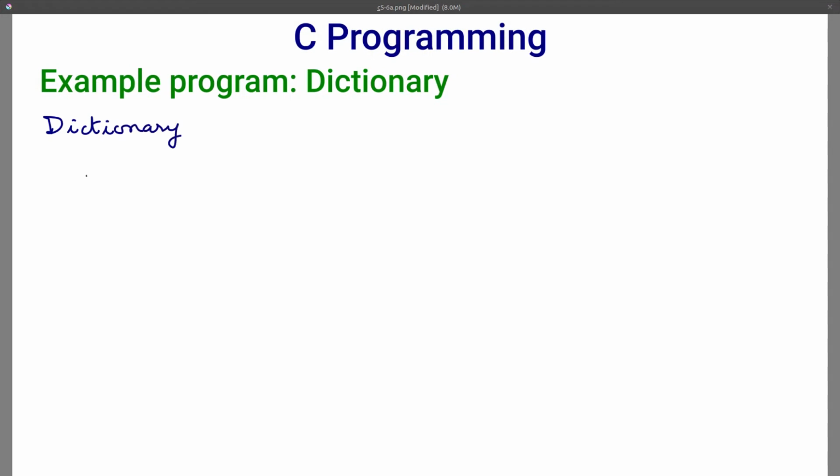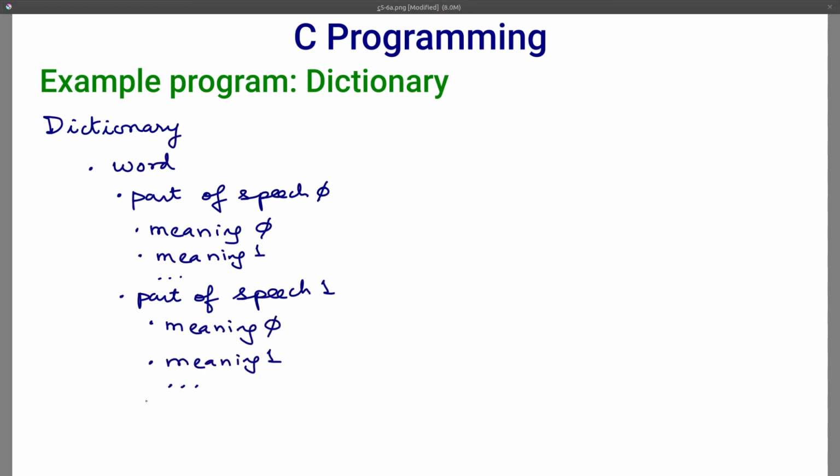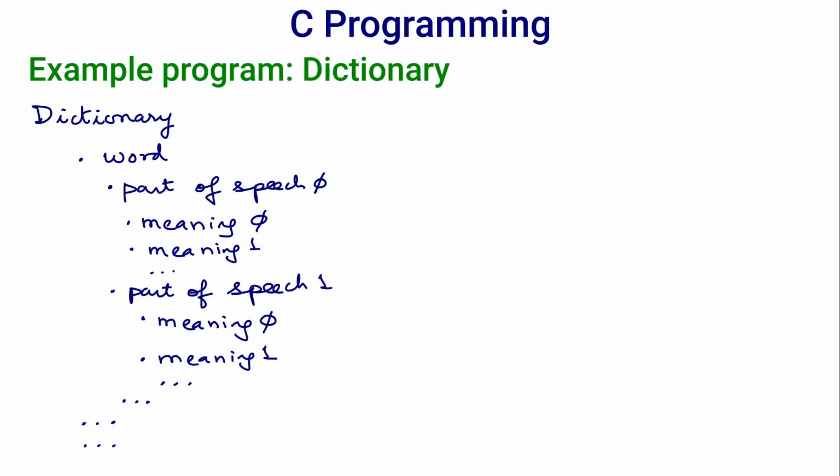Conceptually, a dictionary comprises of words. A word belongs to one or more parts of speech like noun, verb, adjective, etc. And for each part of speech, a word may have multiple meanings. The basic problem is data retrieval. Once the meaning of the word is stored, how do you find its meaning when the operator enters the word in the computer? We cannot do a sequential search. It will take a long time.